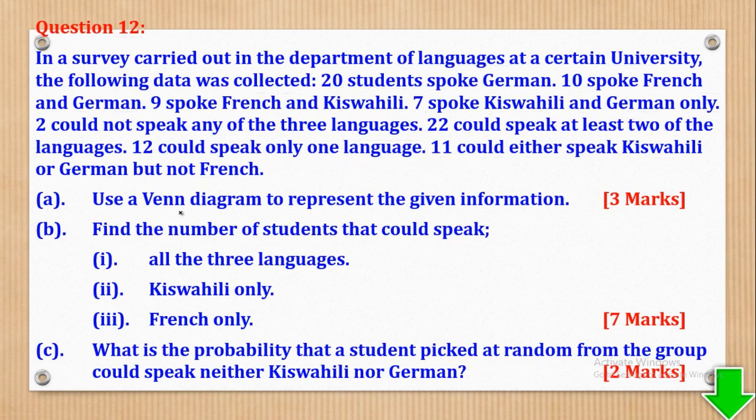So part A, use a Venn diagram to represent the given information, and part B, find the number of students that could speak Roman 1, all the 3 languages, Roman 2, Kiswahili only, and Roman 3, French only. Then part C, what is the probability that a student picked at random from the group could speak neither Kiswahili nor German? So we shall start with part A, where they want us to represent the given information on a Venn diagram.